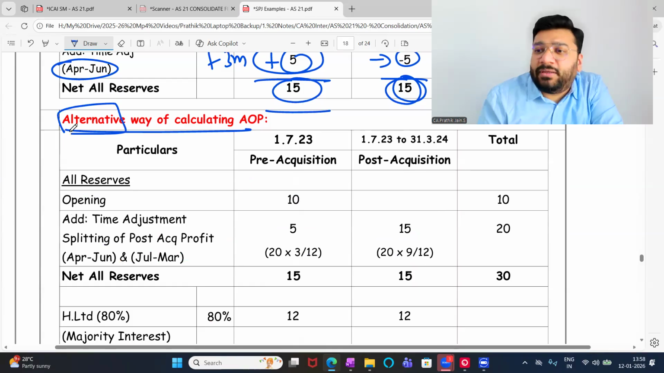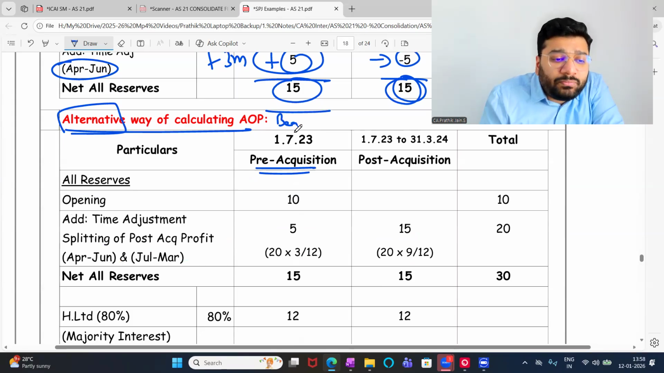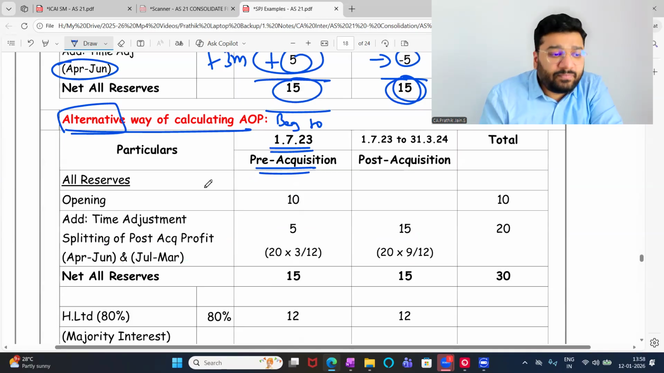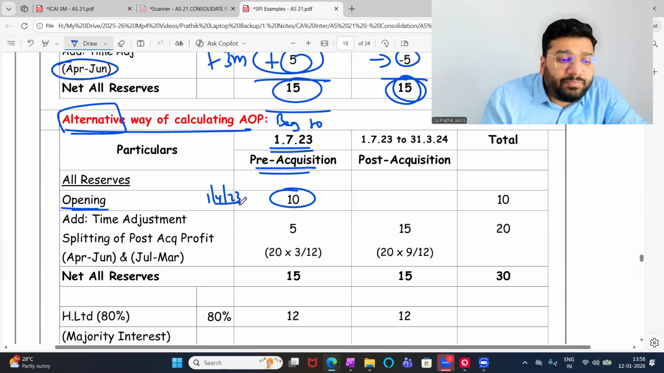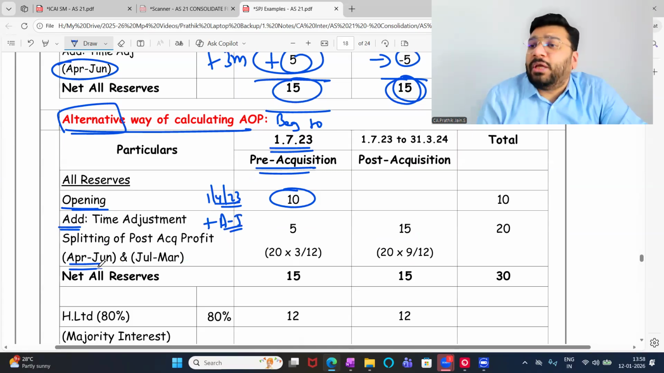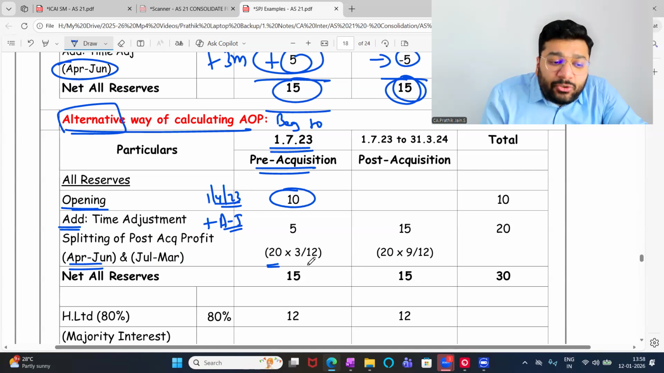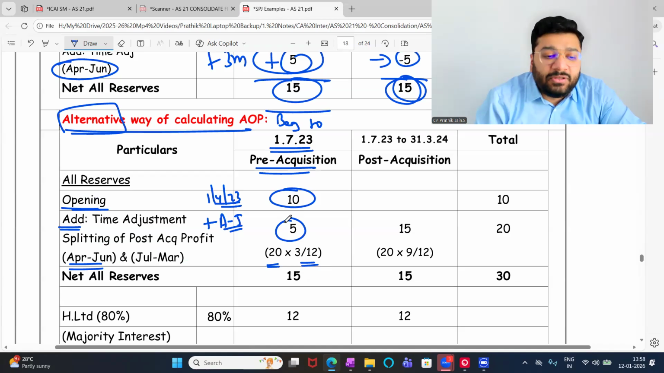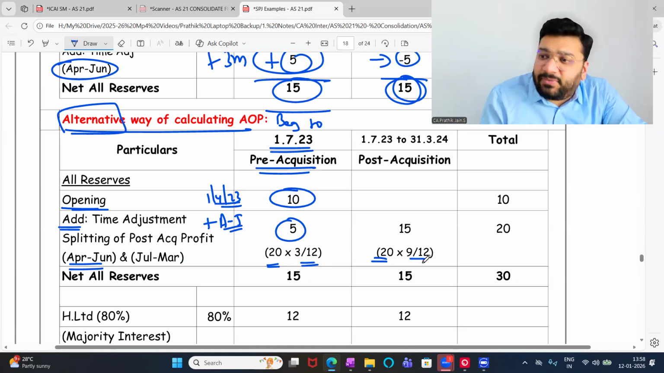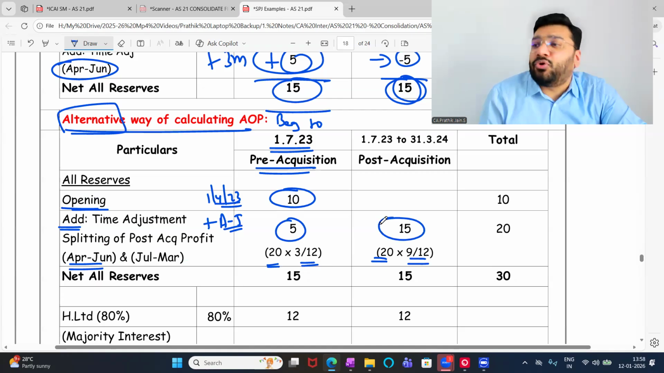I'm giving an alternative AOP. Alternative. I want pre-acquisition profit. Pre-acquisition profit is from the beginning up to the date of acquisition. Beginning is how much? 10 lakhs. That is on 1/4/23. The pre-profit is 10 lakhs. With this, I want the profit for April to June. So what I'm doing is adding April to June profit. How do I do it? 20 lakh into 3/12. How much will I get? Directly 5 lakh, you put it here. And remaining is how much? 15 lakh. How did I get this? 20 lakh into 9/12. For the remaining 9 months, put 15 directly in the post profit.